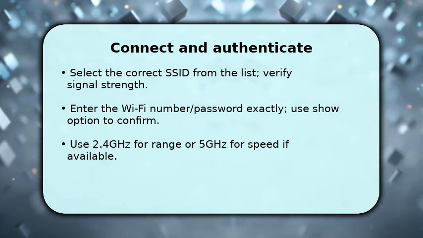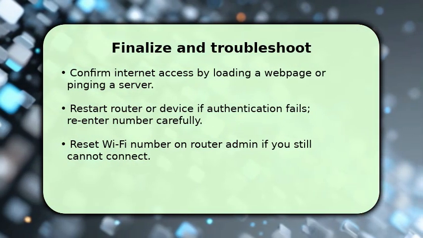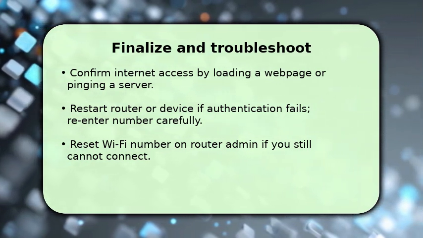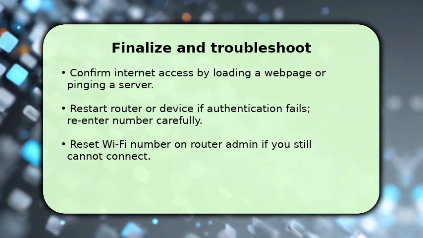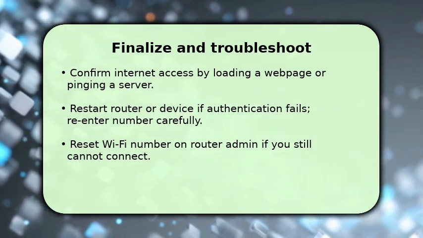You finish by confirming internet access. Open a web page or run a simple ping to ensure packets flow. If the connection fails, restart the router and your device, then re-enter the Wi-Fi number carefully. Many issues are due to typos or cache settings.